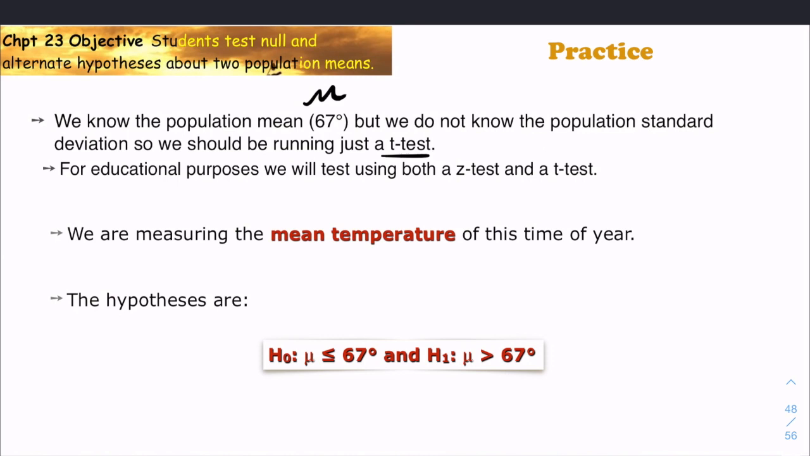So we are measuring the mean temperature of this time of year, with our null hypothesis being that our mean temperature is equal to 67 degrees, or less than or equal to 67, and our alternate hypothesis is that our mean is higher than 67 degrees.